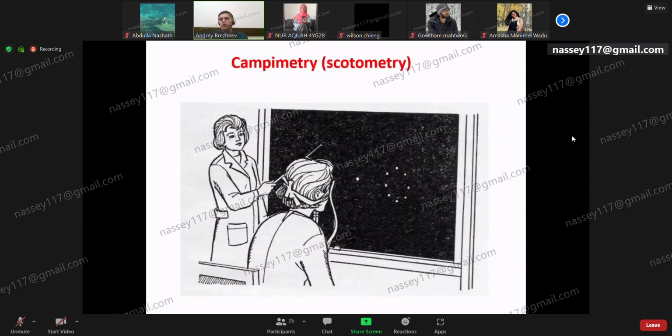A very old method of perimetry, the so-called campimetry, is done to evaluate the central and paracentral areas about 30 degrees from the point of fixation of the visual field. We need a black desk, we need the white points, but of course this type of perimetry was used before the era of computer perimeters. Now I just show a historical moment.